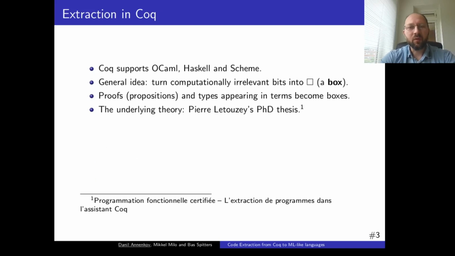Specifically, we will focus on the Coq proof assistant. For this proof assistant, one has support for extraction to OCaml, Haskell, and Scheme. The general idea of this extraction procedure is to find and identify computationally relevant bits and turn the rest into a box, which could be further eliminated by optimizations. Therefore, proofs and types appearing in terms become boxes and further they get eliminated. And the underlying theory for such a transformation was developed by Pierre Letouzey in his PhD thesis.